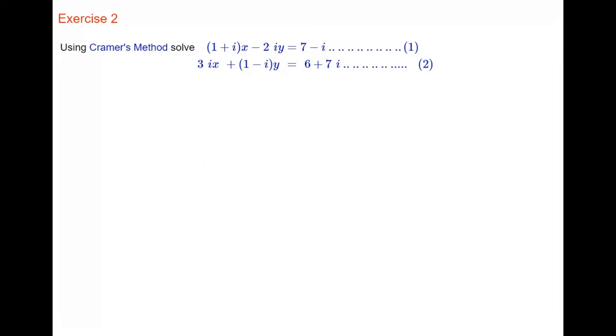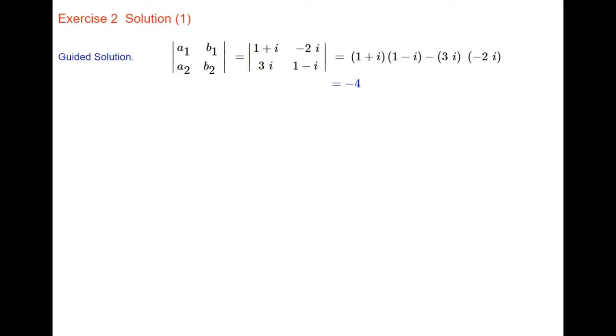For exercise 2, we'll use a different pair of simultaneous equations. Using Cramer's method, solve 1 plus i times x minus 2i times y equals 7 minus i. That's equation 1. And 3i times x plus 1 minus i times y equals 6 plus 7i, that's equation 2. Again, stop the video and attempt this by yourself, but in the next two slides, I will give you a guided solution as before.